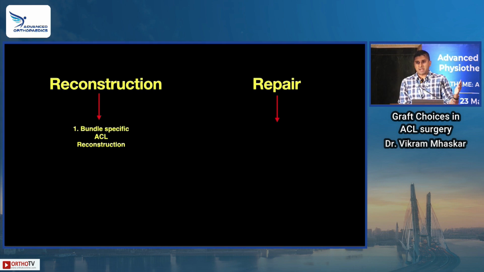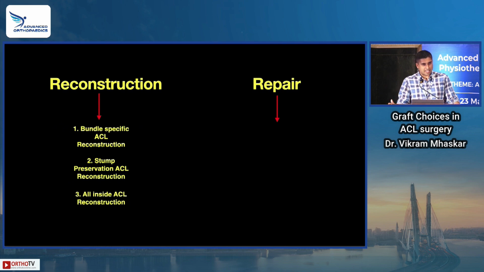There's bundle-specific reconstruction. So Chirag very nicely said, okay, this is the AM bundle, this is the PL bundle. So what does bundle-specific mean? One bundle breaks, you reconstruct that particular bundle, right? Stump preservation, that's what Chirag showed you here. You preserve the old stump and put in a new ACL for stability. There are certain inherent advantages of preserving the stump. We'll talk about that in a bit.